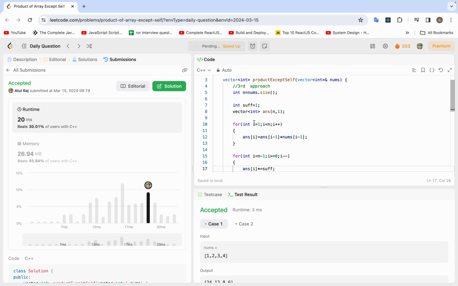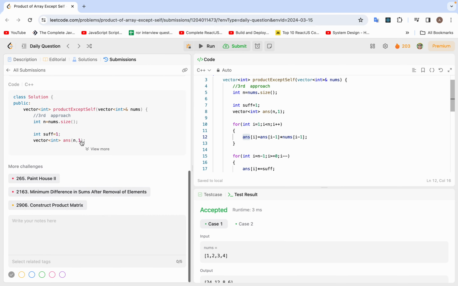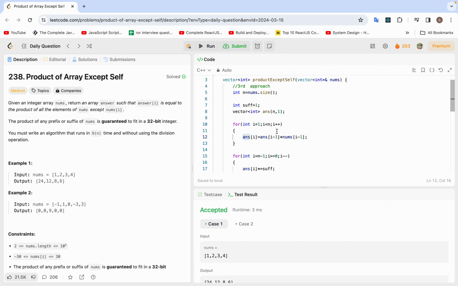This will be an O of 1 approach because the output array is not considered extra space here, right? So yeah, this looks good.